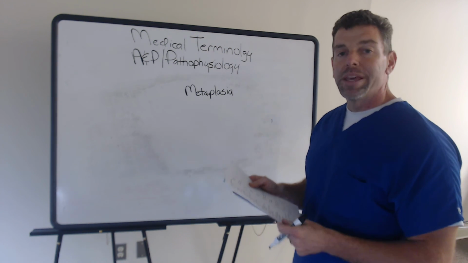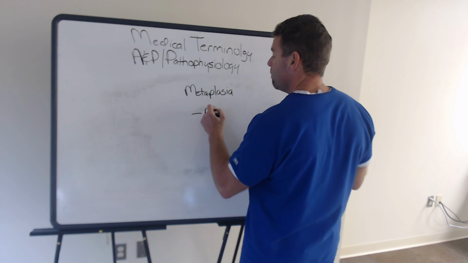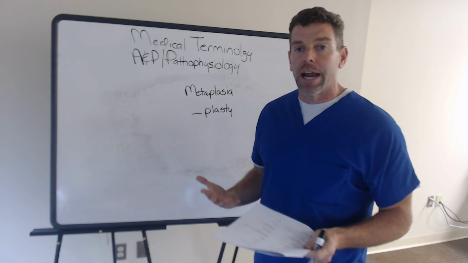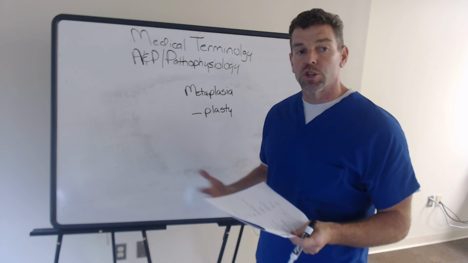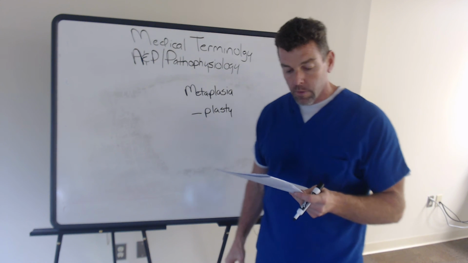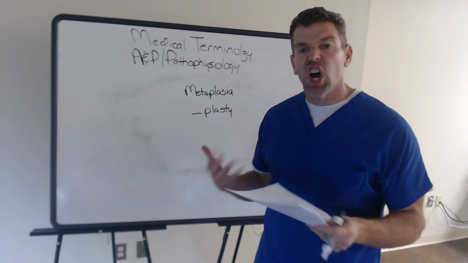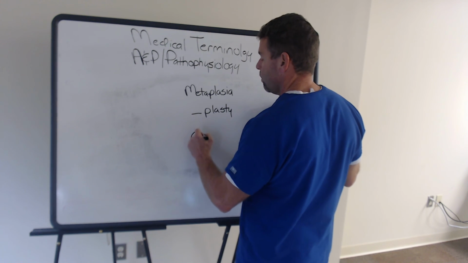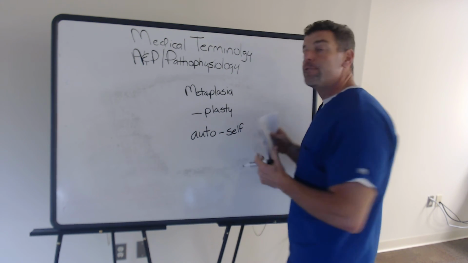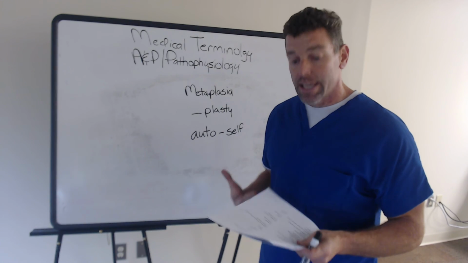A suffix which means surgical repair: plasty. Earlier we mentioned the combining form arthro, meaning joint. So a surgical repair of a joint would be arthroplasty. The term self is auto. If somebody has an autoimmune disease, that means their own cells have turned against them.